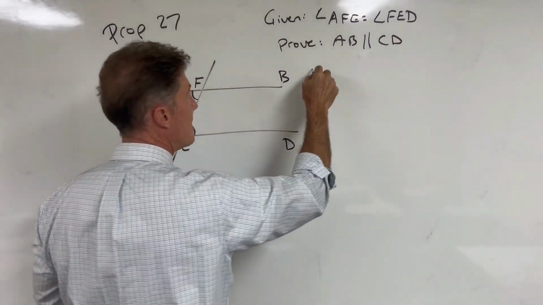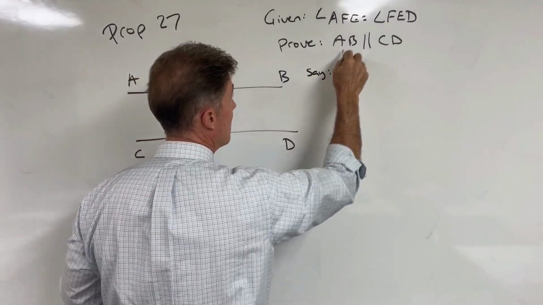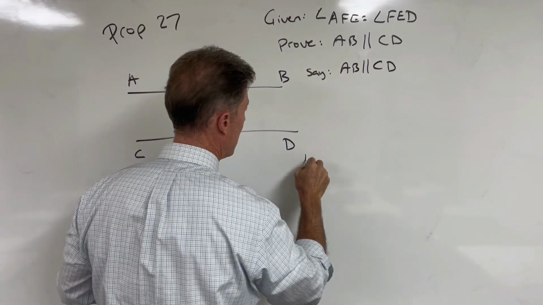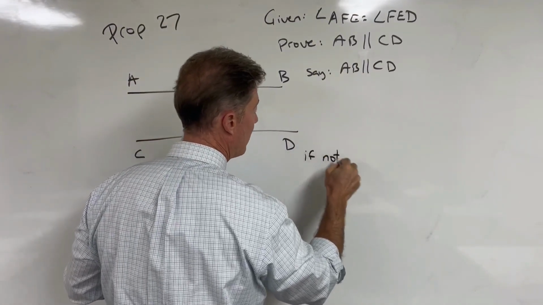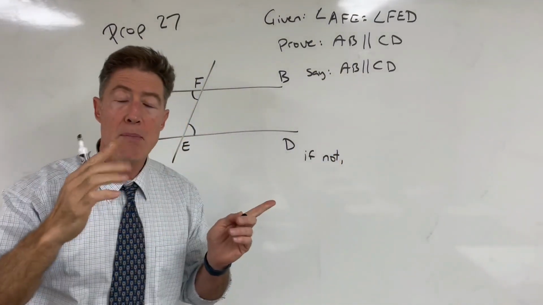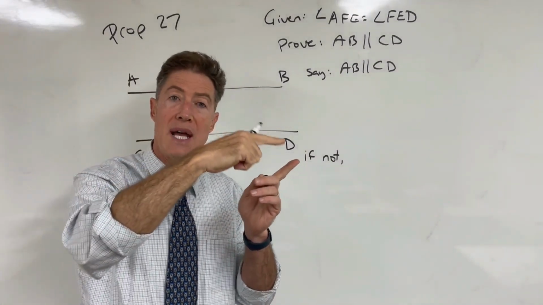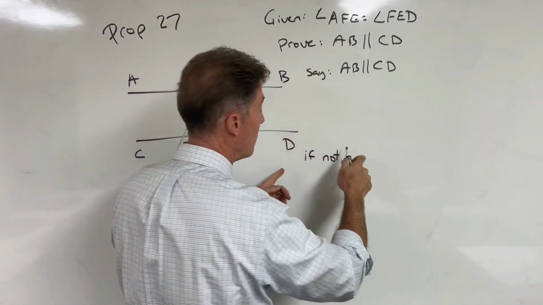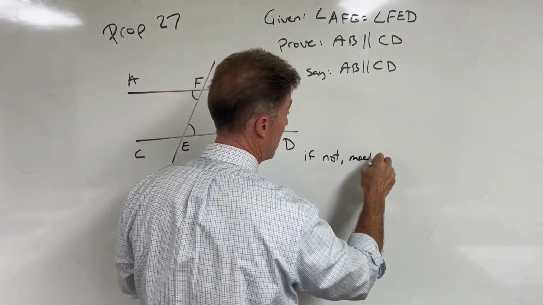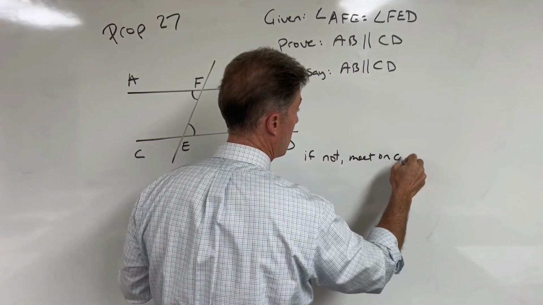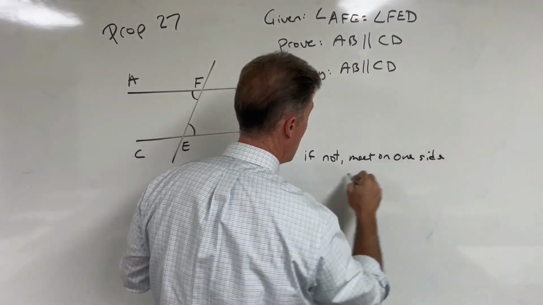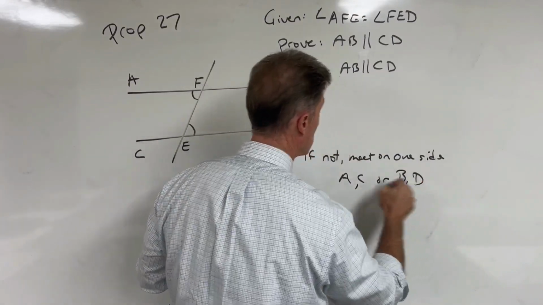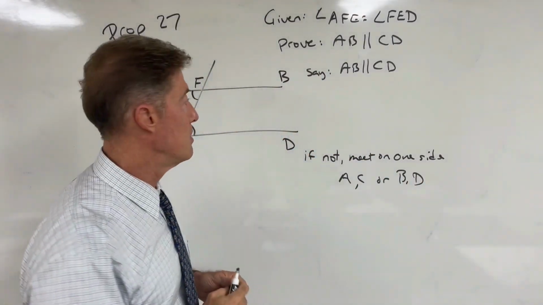We start this proof by saying, I say that this is true, that AB is parallel to CD. Because if it's not parallel, we know that non-parallel lines will meet on the inclining side. So if they're not parallel, then they must incline to one another, and therefore they will meet on one side. Either they'll meet on side AC, or they'll meet on side BD. And we can show that in either case, this leads to a contradiction.